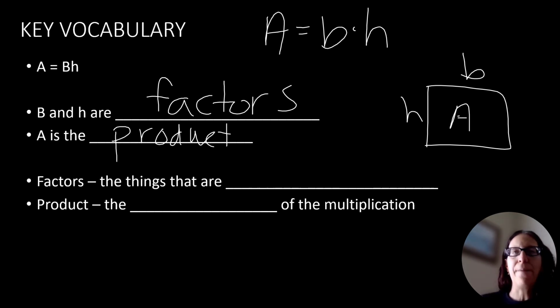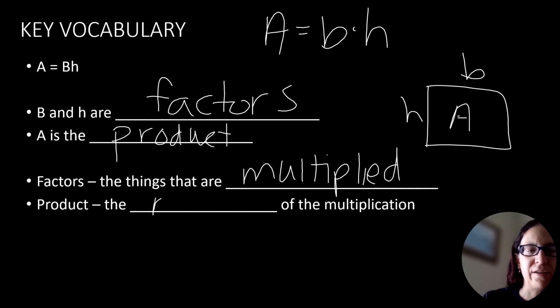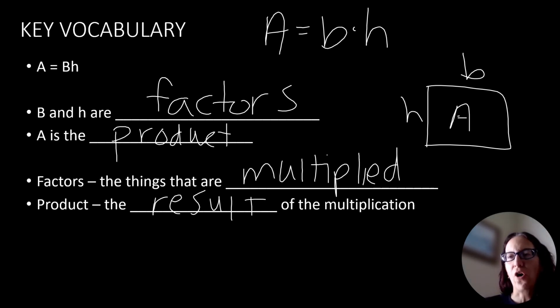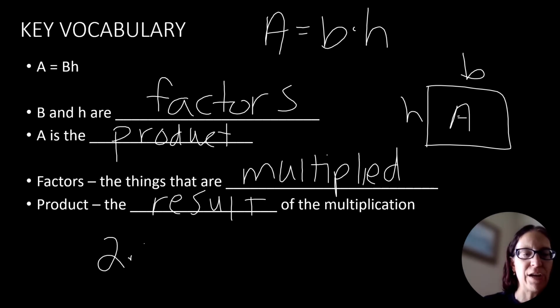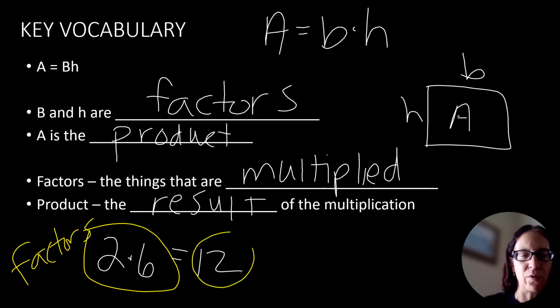Now, that may or may not help you if you don't know what those words mean. So factors are things that are multiplied, and the product is the result of multiplication. So factors are any things that are multiplied. So for example, if you had 2 times 6 equals 12, okay, these guys would be factors. The 2 is a factor, and the 6 is a factor, and the 12 would be the product.